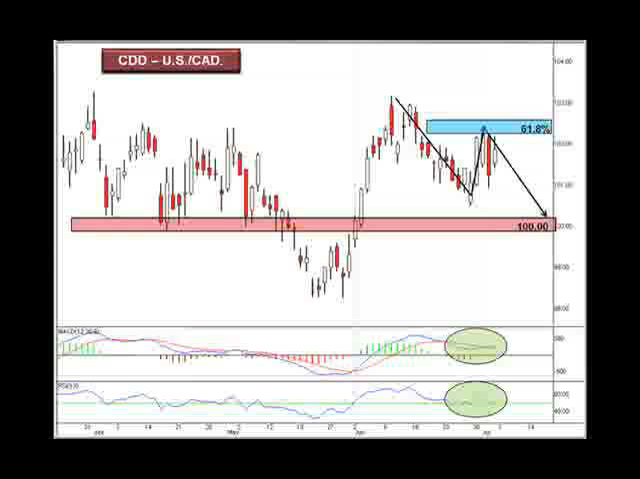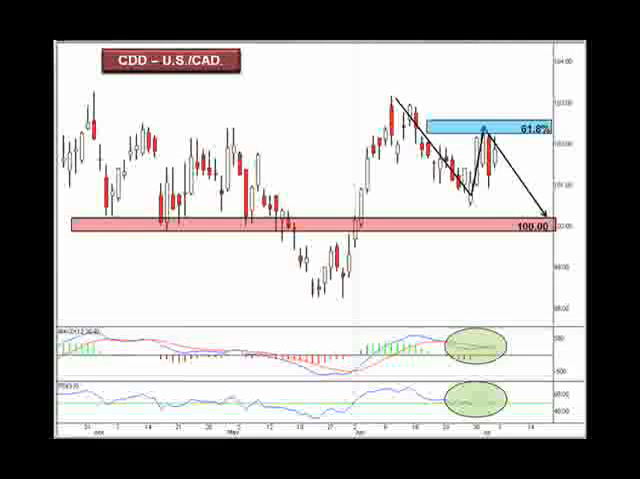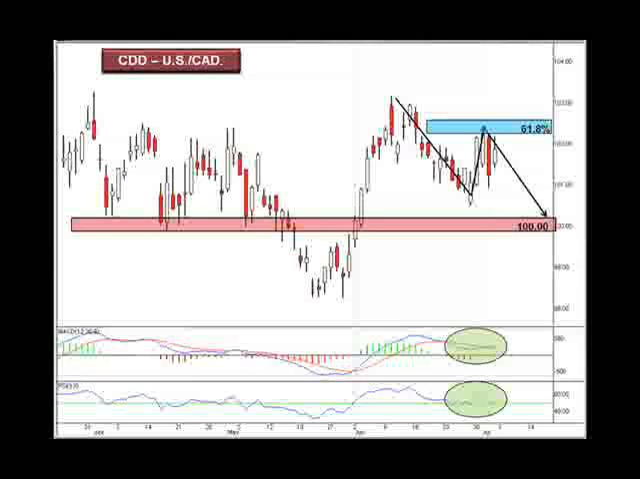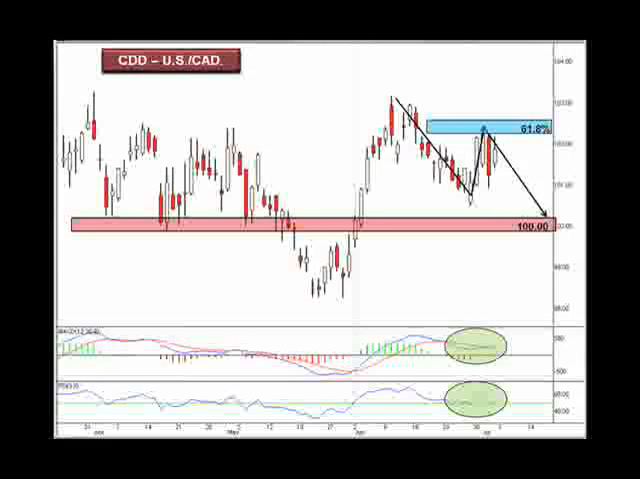A little confusion on the RSI. It's kind of playing along that 50% range. It dips down and then crosses back above. So there's a little indecision here. So we'll stand back and we'll see what happens.